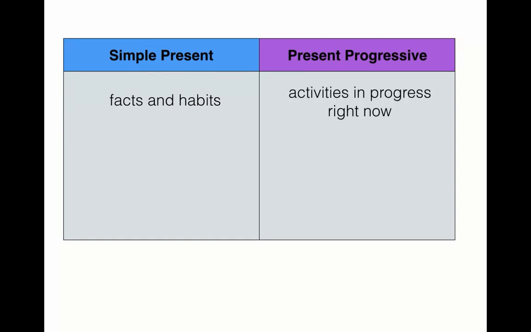Okay, as I already mentioned, we know that we use the simple present to talk about facts and habits, and the present progressive to talk about activities in progress right now. Remember when I introduced myself at the beginning of this video? I used the simple present and the present progressive. Let's take another listen at my introduction so that we can look at why I used the tenses that I did.